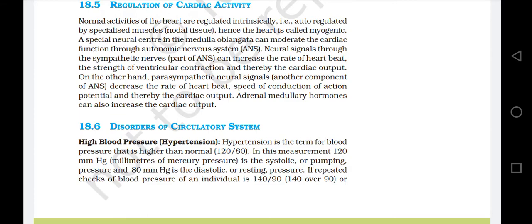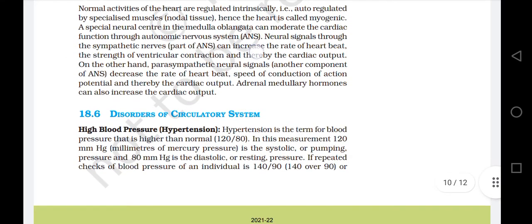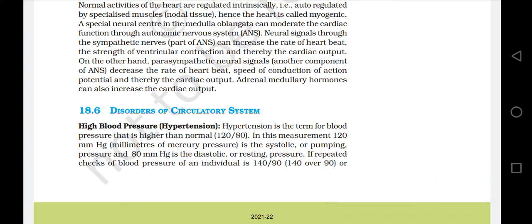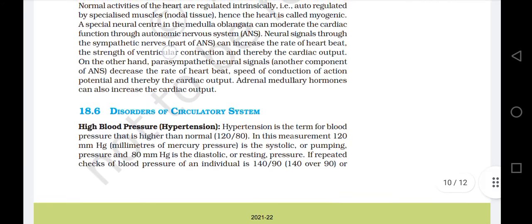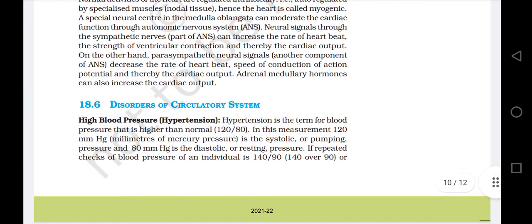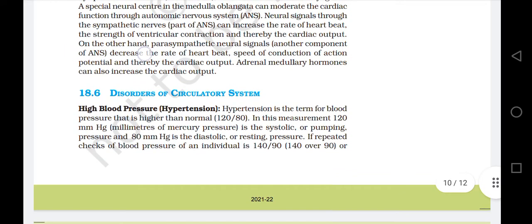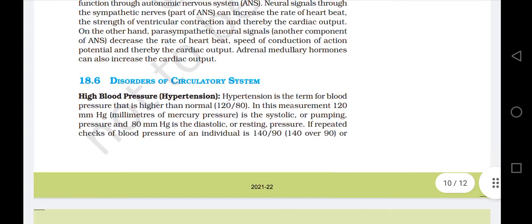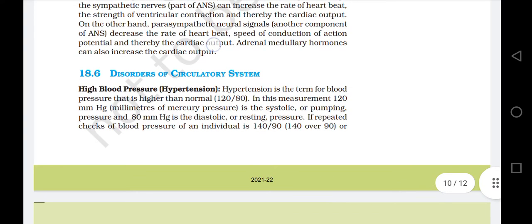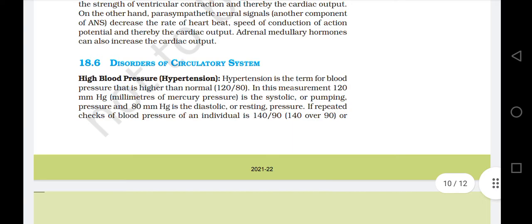Neural signals through the sympathetic nervous system, part of an ANS, meaning autonomic nervous system, can increase the rate of the heartbeats, the strength of ventricular contraction, and thereby the cardiac output. On the other hand, parasympathetic neural signals, another component of ANS, decrease the rate of heartbeat, the speed of conduction of action potential, and thereby the cardiac output. Adrenal medullary hormones can also increase the cardiac output.